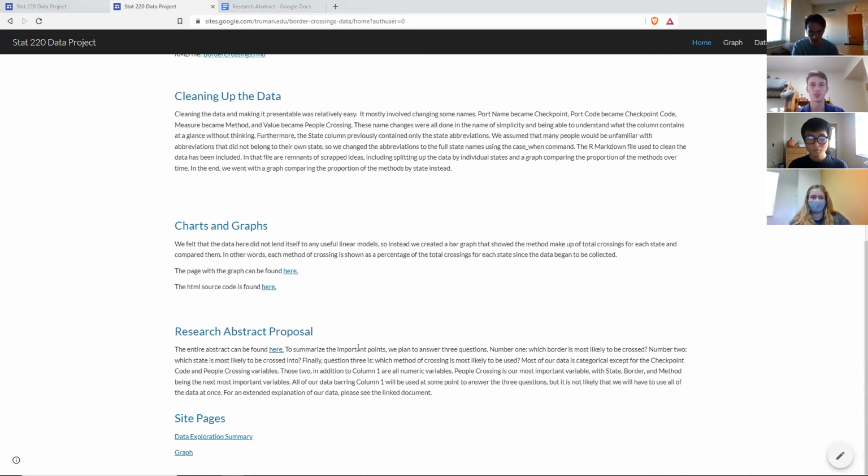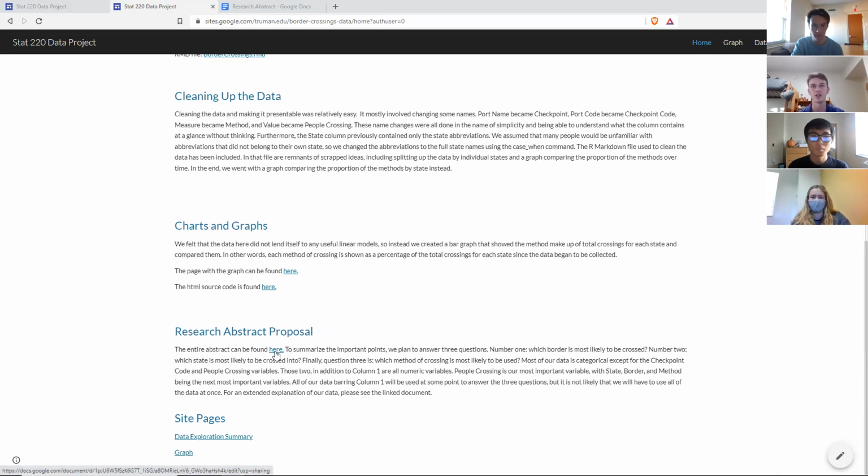So for the data set that we're using, it measures instances of border crossings into the United States from Canada and Mexico. Variables are going to include the state in which the border was crossed, the checkpoint of crossing, the checkpoint's unique ID code, the state where the data was collected, the method of crossing, and the total number of people that crossed using said method for the time period.